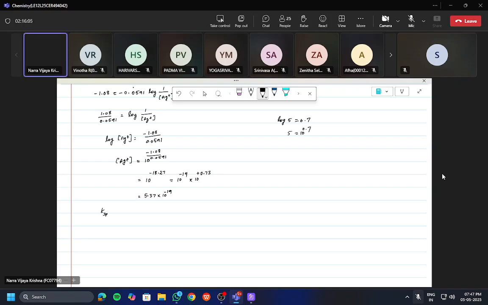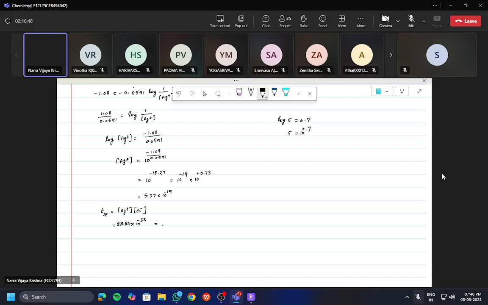Ksp equals concentration of Ag plus into concentration of Cl minus. If Ag plus value is this, then Cl minus value is also this only, na? So Ag plus into Cl minus means square of this. What is the square of this value? Approximately 25 into 10 power minus 38. Correct? So you will find 5.37 square, that is 28.84. This value is 28.84 into 10 power minus 38.